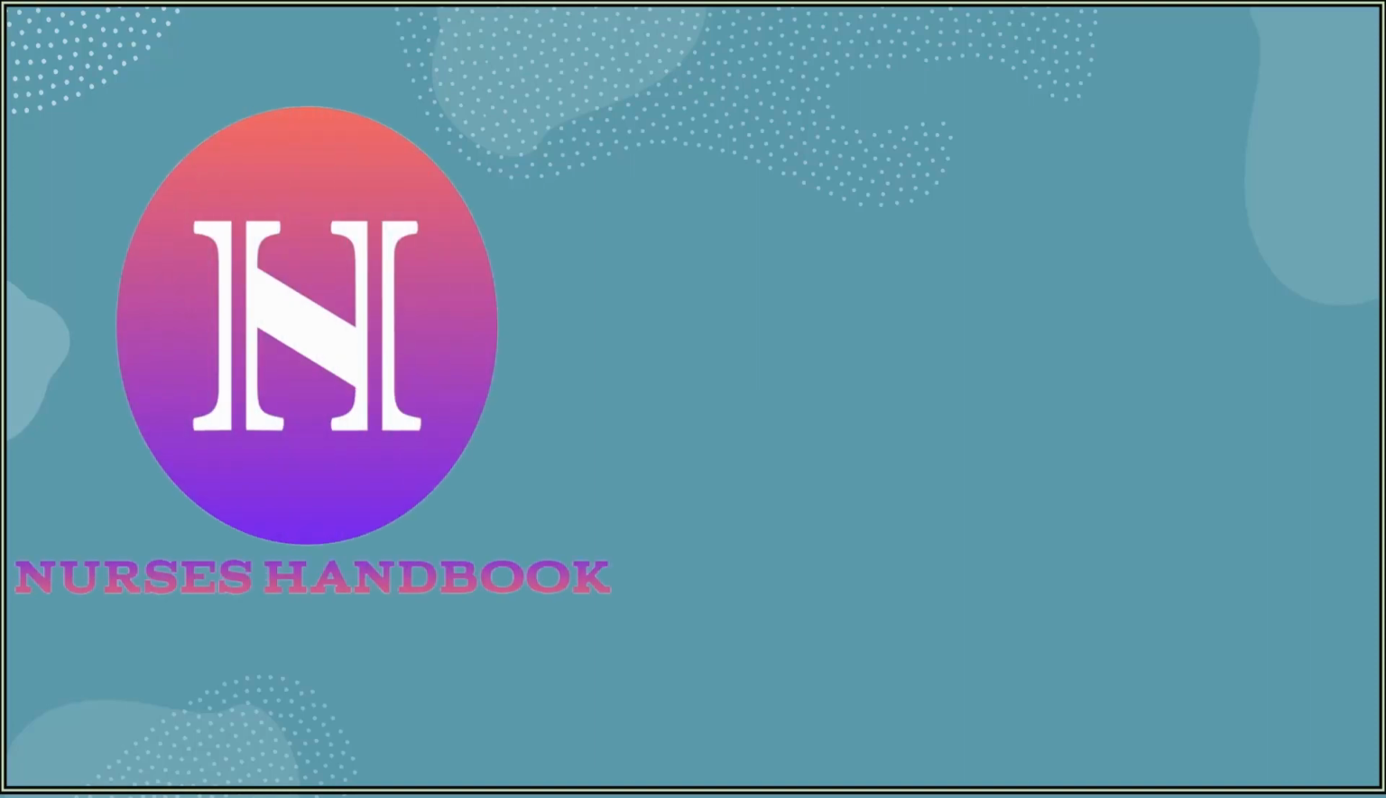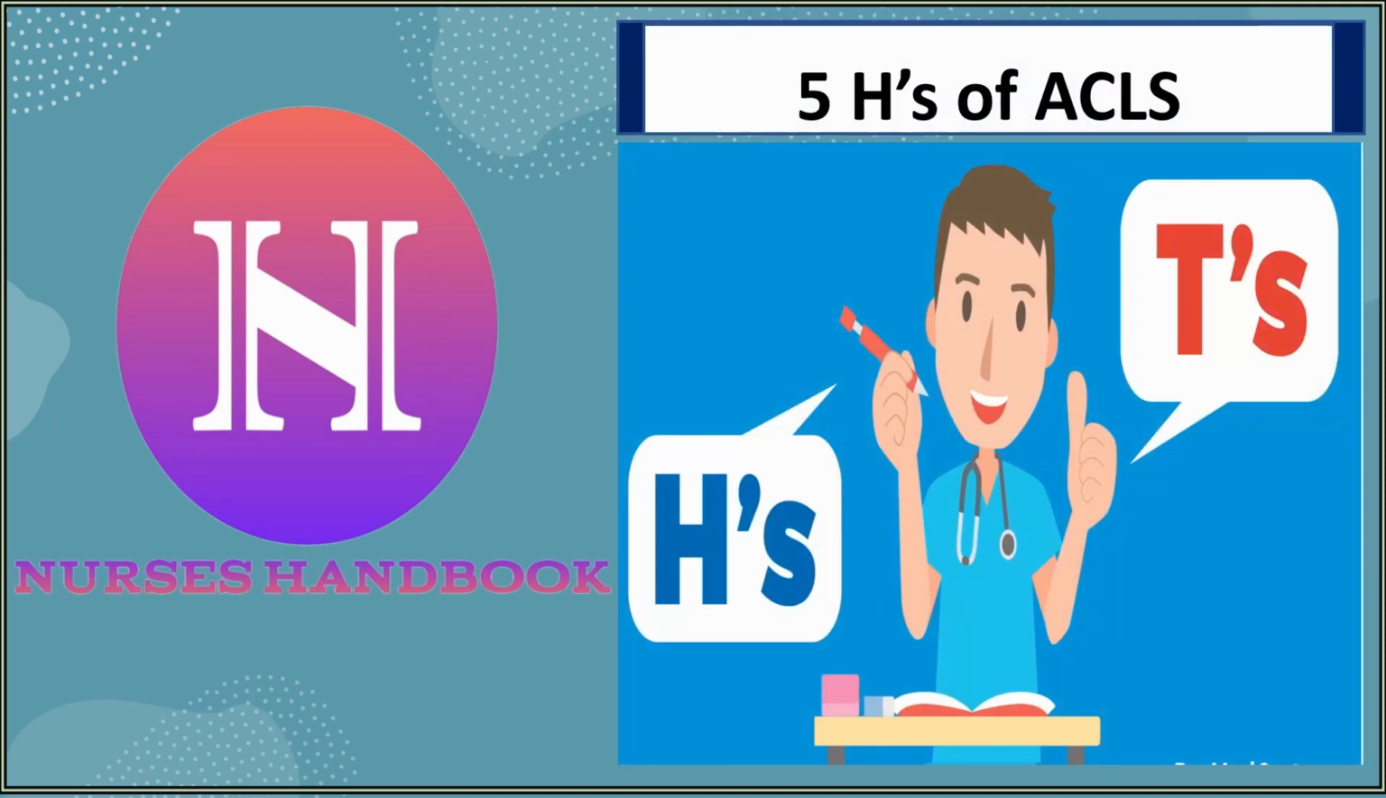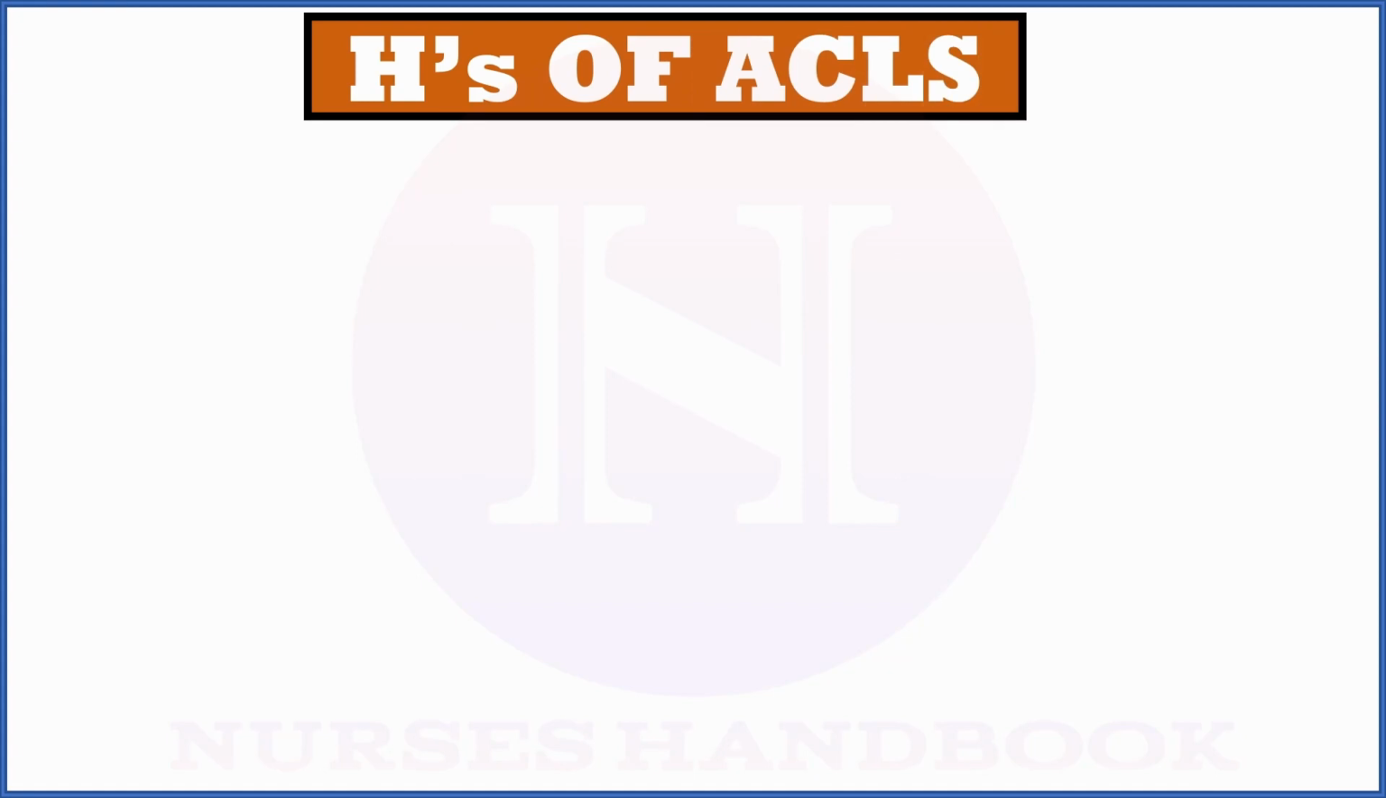Immediately after the completion of the primary assessment part as per the BLS protocol in an unconscious patient, which includes circulation, airway clearance, breathing and assessment of disability, that is CABD, we will move on to the secondary assessment part as per the ACLS protocol. So here we must know that the most common causes of cardiac arrest are presented as 5 H's and 5 T's. So today I will be sharing with you the 5 H's of ACLS.